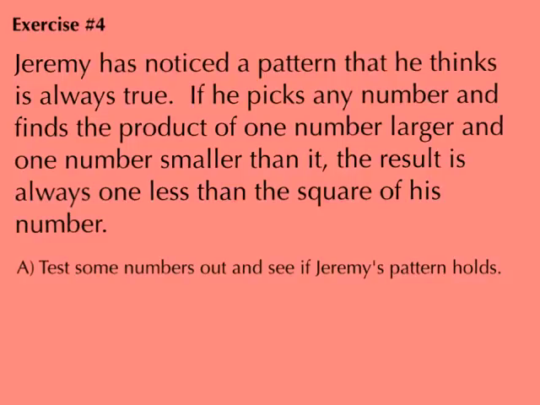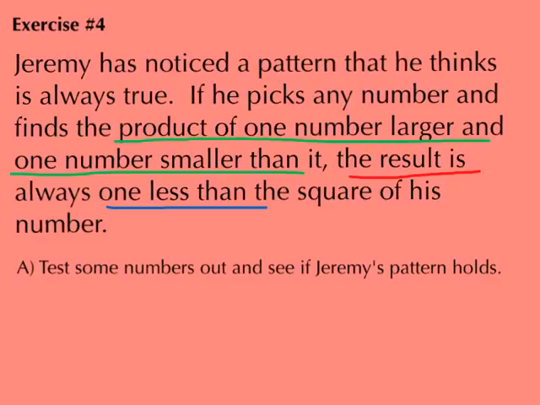So the most important part of this little sentence here is if he picks any number and finds the product of one number larger and one number smaller than it. Let's stop right there. I'm going to underline the other one in red. The result is, that's important, always one less than the square of his number.